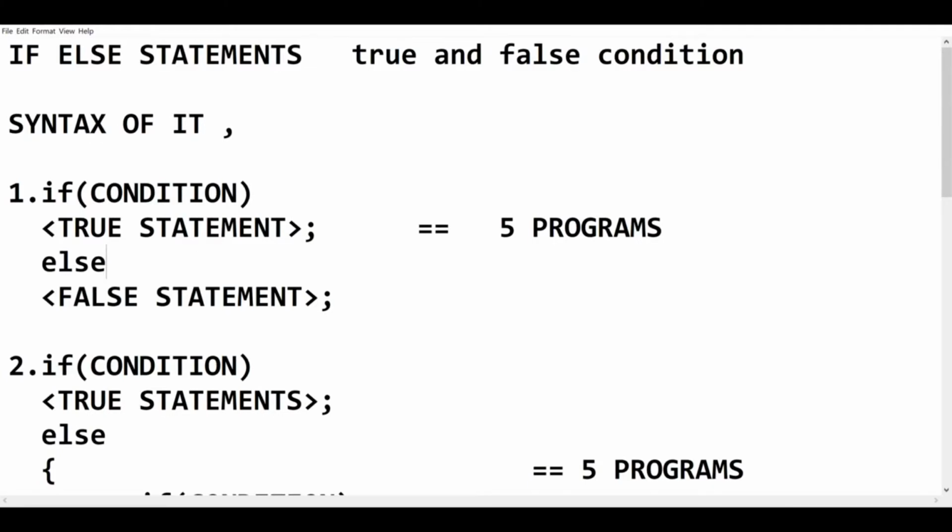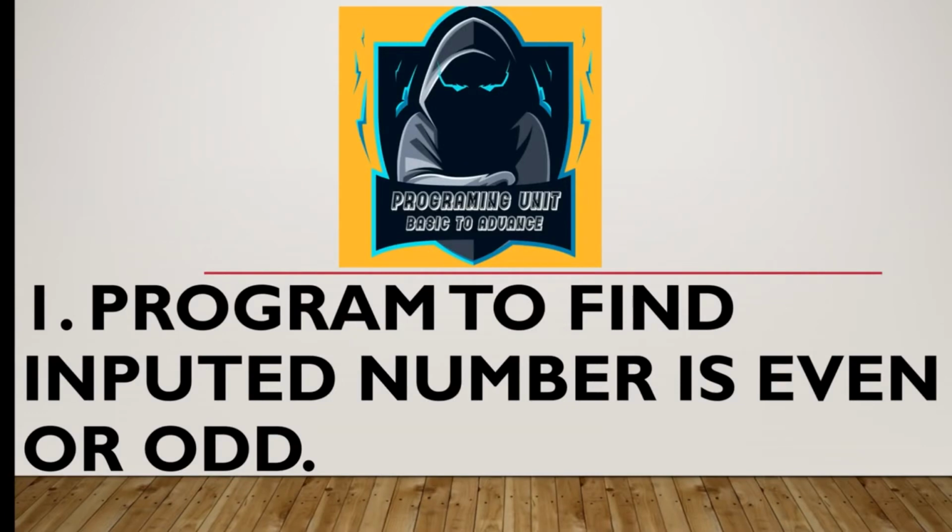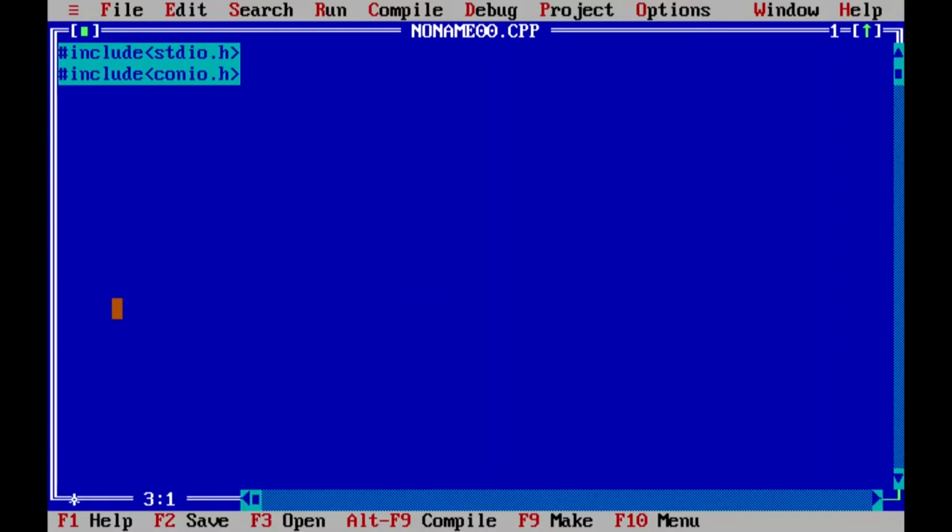Moving further, we are going to see some programs related to this. We will get a clear idea with the help of examples. So let's start. We are going to see the first example of the if-else condition. First we have declared the header file, that is #include stdio.h, that is standard input output.